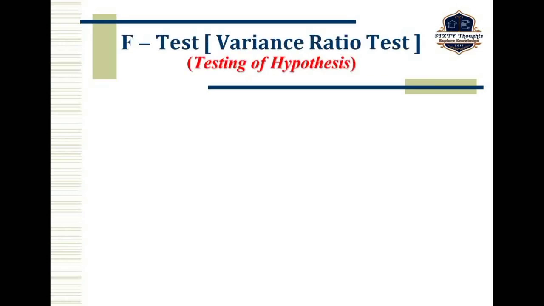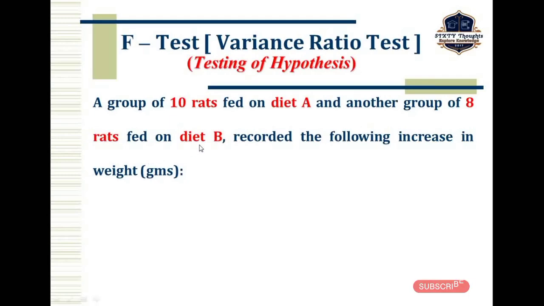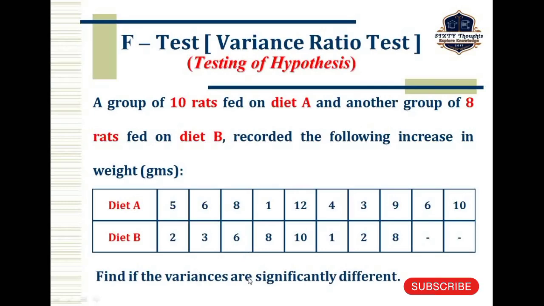In this video lecture, we will discuss one of the interesting real-life applications of the variance ratio test in testing of hypothesis. Let us consider one real-life application. A group of 10 rats fed on diet A and another group of 8 rats fed on diet B recorded the following increases in weight in grams. So this is nothing but the given data of 8 rats and 10 rats. Find if the variances are significantly different.